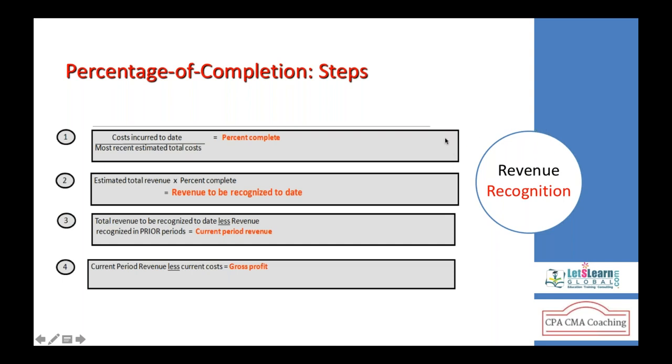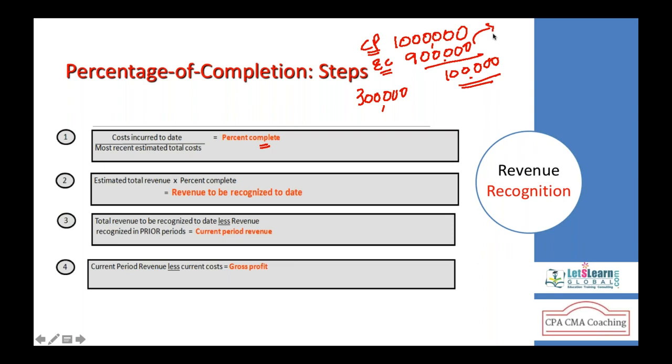In the percentage of completion method, simply follow these four steps. First of all, we need to calculate the percentage completed. To calculate it, what is the cost incurred to date as of now? Say in the first year, we incurred $300,000. We entered into a contract of say $1 million. This is the contract price, and the estimated cost is say 900,000. The contract price is 1 million and estimated costs are 900,000. Therefore, the estimated profit is $100,000.